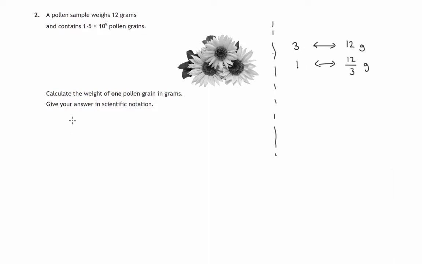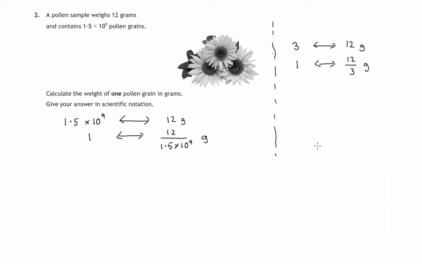So that's the same here. Instead of 3 pollen grains, we've got 1.5 times 10 to the power 9. That number of pollen grains weighs 12 grams. So one pollen grain would weigh 12 divided by 1.5 times 10 to the power 9 grams. So that's the calculation that we have to do.